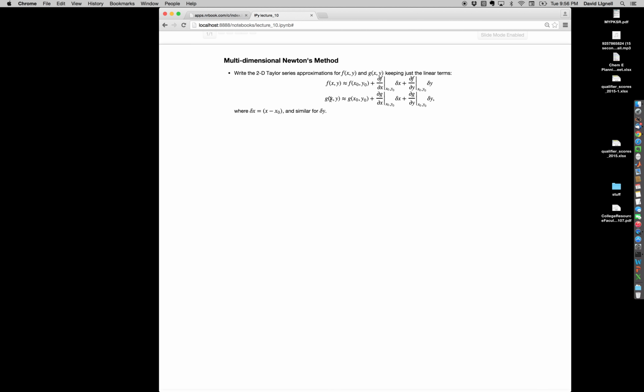And then we do the same thing for g of x. g of x, y is approximately equal to, when we keep only the linear terms, g evaluated at x0 and y0 plus the slope in the x direction times the x displacement plus the slope in the y direction times the y displacement. So here delta x is just shorthand for x minus x0, and we do the same kind of thing for y.